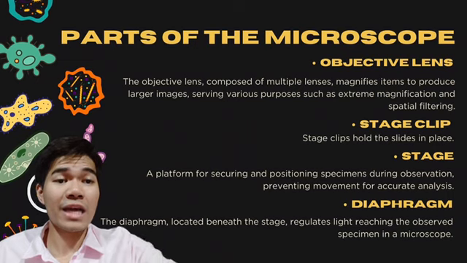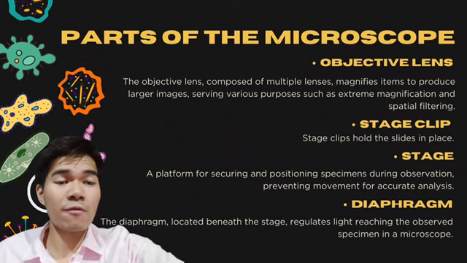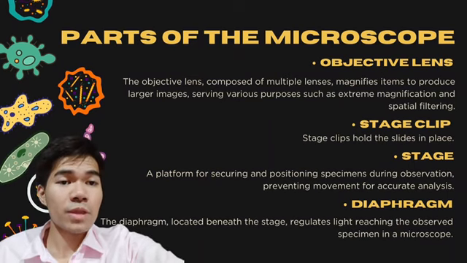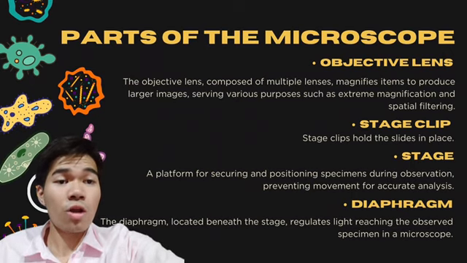So we have the diaphragm. The diaphragm is the one that regulates the light coming from the light source, then to the condenser, then finally we can view it through the ocular lenses.